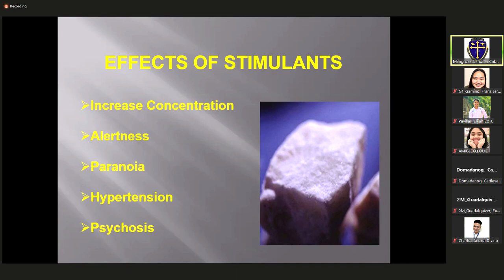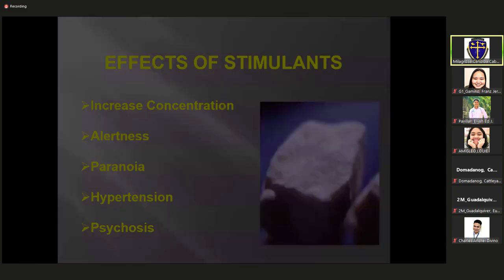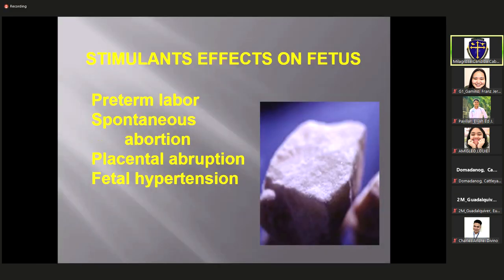Form of a teratogen that can also destroy brain cells if this is used in abundance. Alright? So, iwas-iwasan lang po natin yan. So, stimulants effects on fetus. Of course, preterm labor. Okay. Spontaneous abortion, placental abruption, and fetal hypertension.